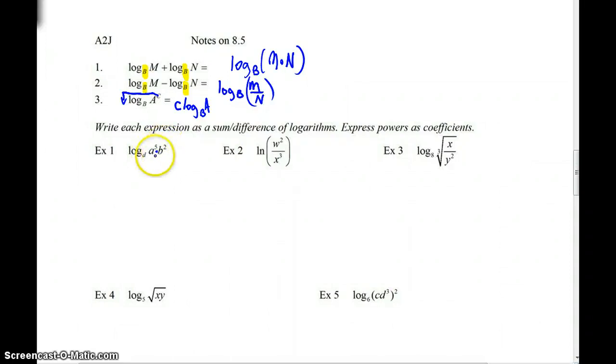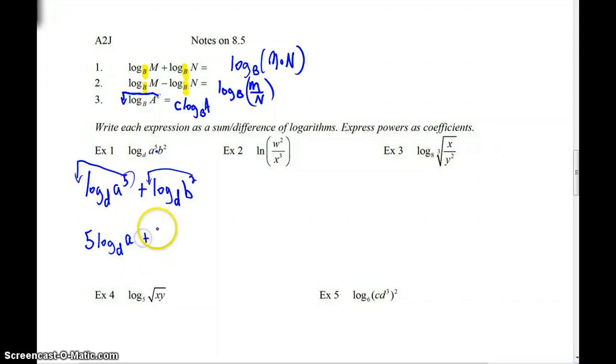This multiplication of the inside parts should make us look up to property number 1. Property number 1 says that if we have log base b of m times n, we can turn this into the sum of two logarithms. That's what the directions are really asking us to do. Write each expression as a sum, an addition, or difference, a subtraction of logarithms. Express powers as coefficients. Well, property number 1 would allow us to say this is the log base d of a to the 5th plus the log base d of b to the 2nd. Now these powers, however, we can actually bring down in front. So our final answer will be 5 log base d of a plus 2 log base d of b.